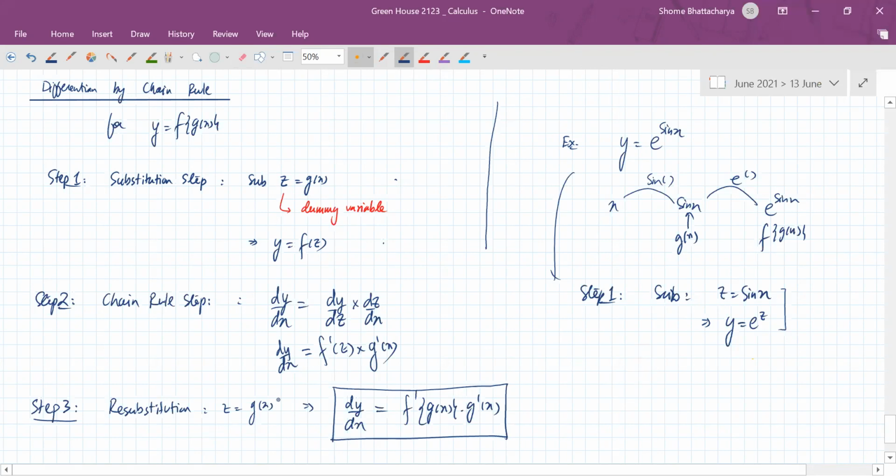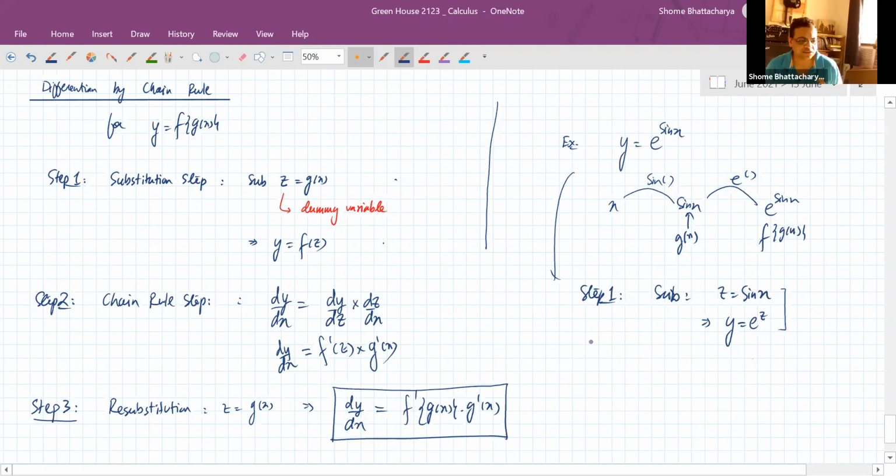Yes. Okay, sir. Now before you note this down, let's execute these steps for this particular example so that we understand it. So step 1, we have done substitution. All of you understood?